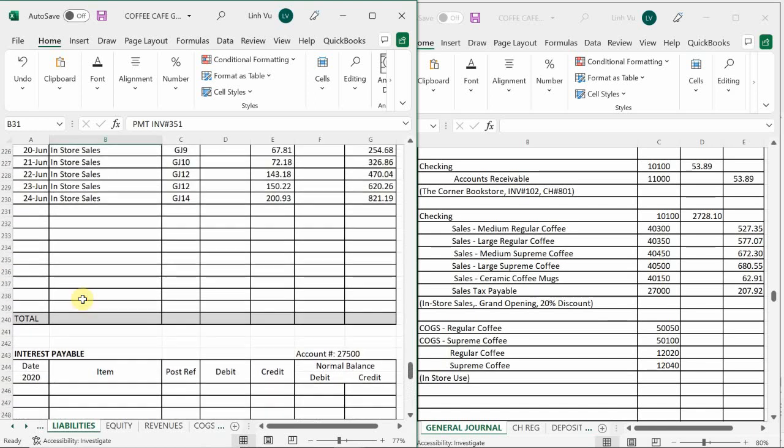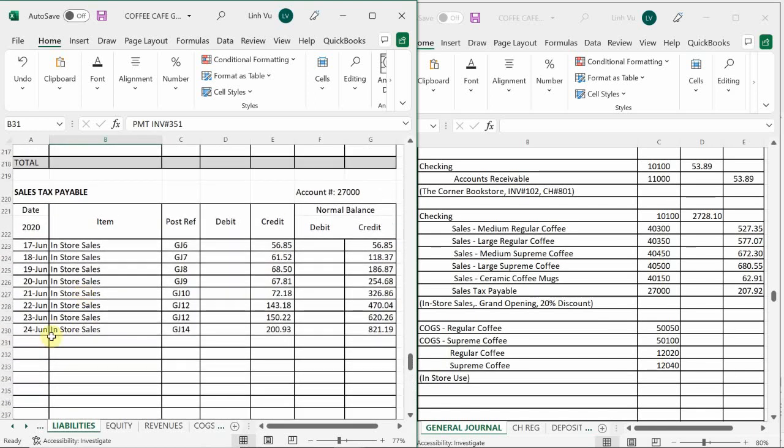And here we are, sales tax. In-store sales, for a grand total of $207.92. And that should increase the total amount that you've collected for sales tax to $1,029.11. So there we finish our journal. We finished our ledger.